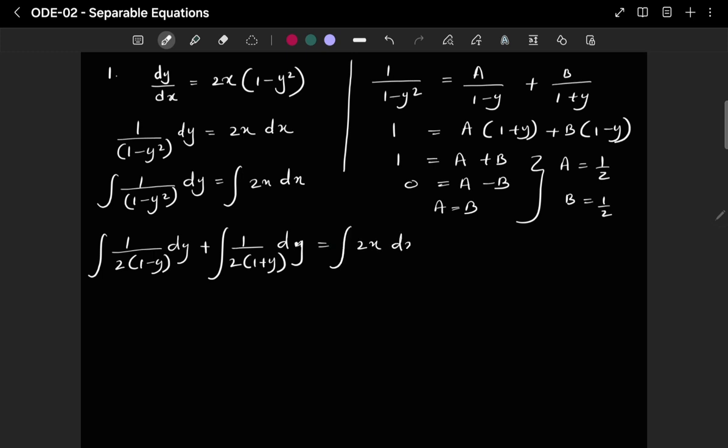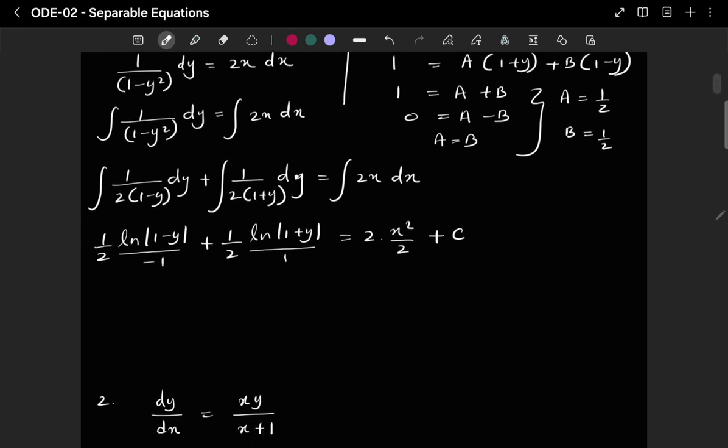equals the integral of 2x dx. When integrating this, we get 1 over 2 ln|1 minus y| divided by minus 1, plus 1 over 2 ln|1 plus y| over 1, equals, integrating 2x, 2x squared over 2 plus c, where c is an arbitrary constant.